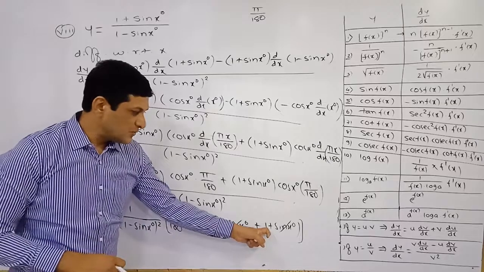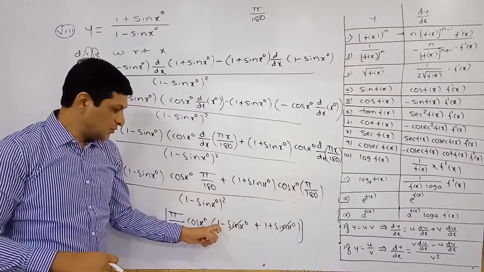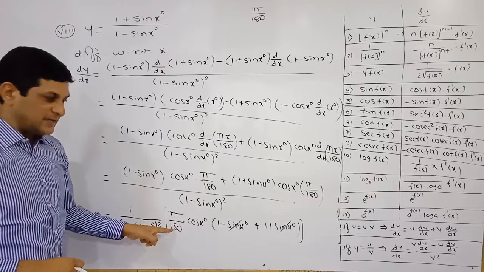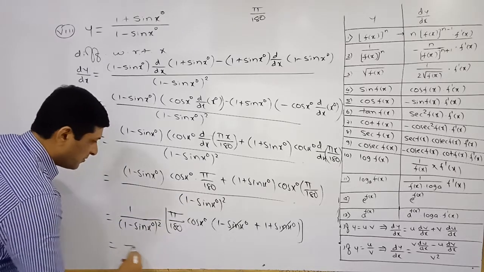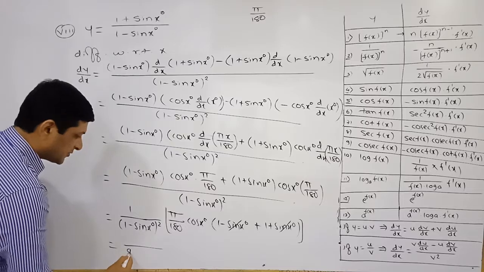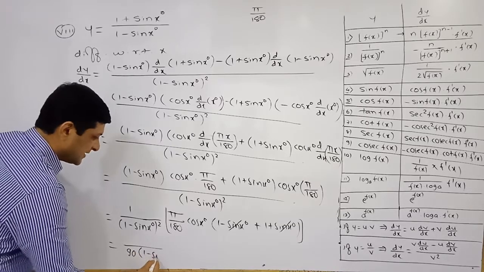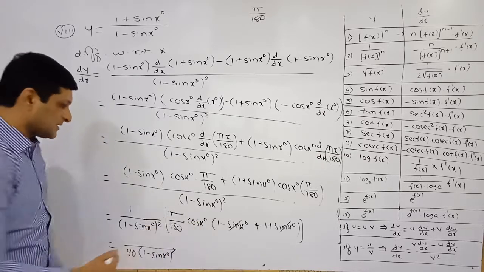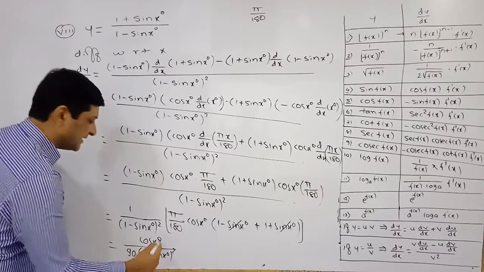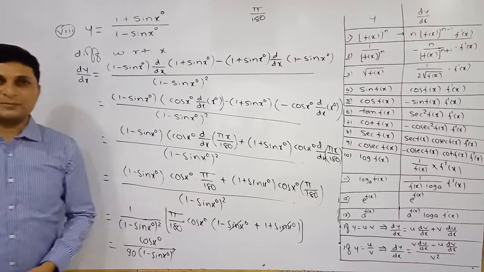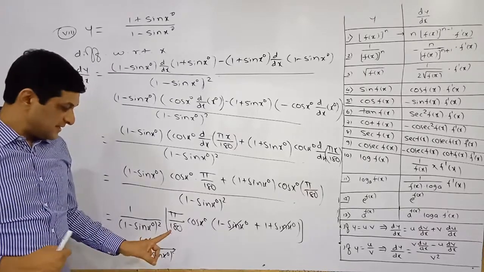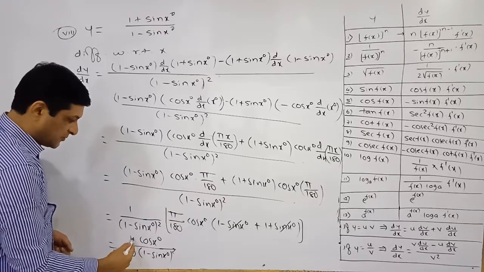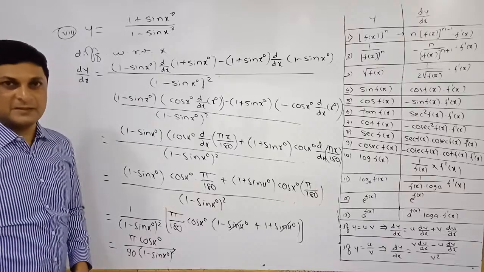Which are the remaining terms? 1 plus 1 will be equal to 2, and 2 will get cancelled with this 180. If it cancels with 180, what do we get here? 90. So after simplifying, in the denominator we are getting 90 into 1 minus sin x degree raised to power 2, and in the numerator we are getting cos x degree, and this will be the required differentiation. In the numerator, pi into cos x degree is the remaining term.